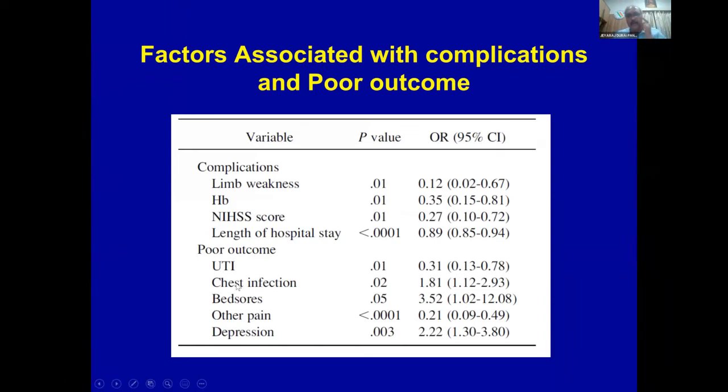People with poor outcome had UTI, chest infection, bed sores, depression. People with severe strokes are more prone to have complications, and that also increases the length of hospital stay. So the typical patient who has a pneumonia following a stroke.